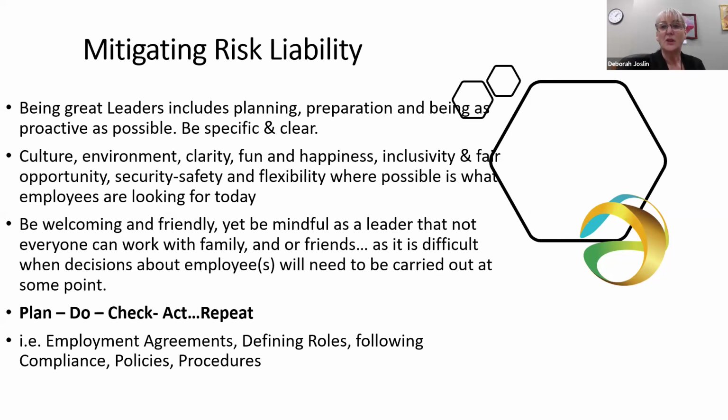So one thing that's important when you're looking to mitigate risk is be welcoming and friendly with your team, yet be mindful as a leader that not everyone can work with family or friends. It's difficult when difficult decisions have to be made, it can be very challenging. I'm not saying that family and friends cannot work together, because I grew up in an entrepreneurial environment some time ago, where there weren't written policies and procedures and so on. It was an expectation that was trained, understood through work ethic, through work. But as we grow and develop, we are all learning.